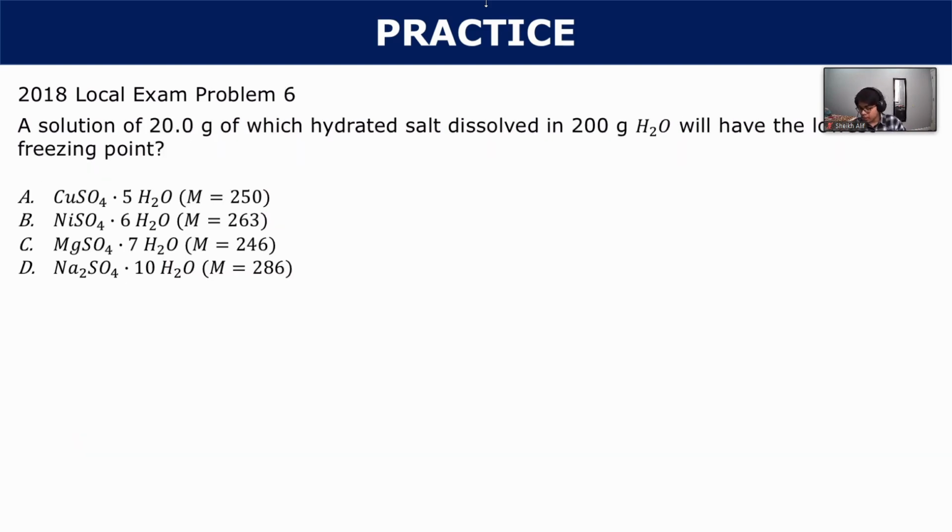Okay, last problem of the 2018 local exam. A solution of 20 grams of which hydrated salt dissolved in 200 grams H2O will have the lowest freezing point. So this clearly has to do with our colligative properties, and it's going to be based on the Kf value times the molality times the i. We're looking for which one is going to have the highest value. And we know that Kf is going to stay the same for all of them because they're all in water. And so all their Kf values are going to be the same. So what we're really looking for is which sample is going to have the highest molality times i value.